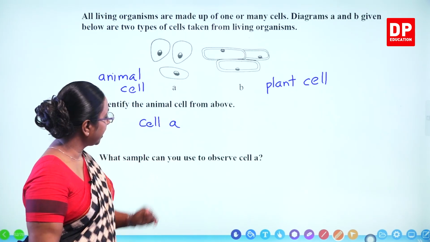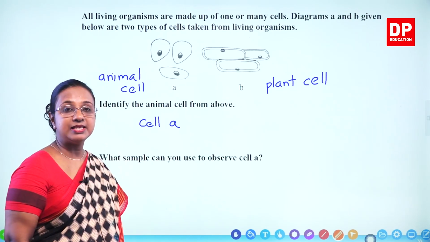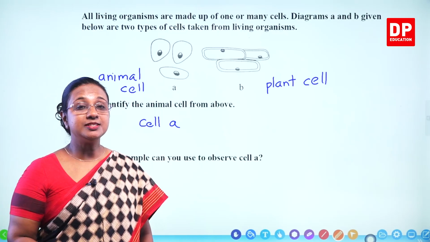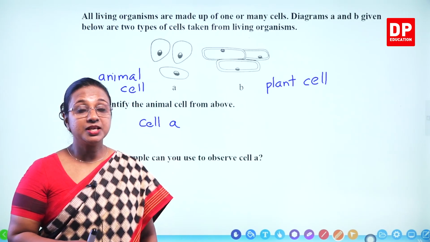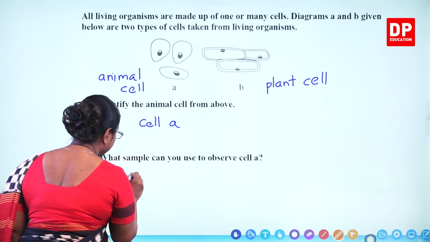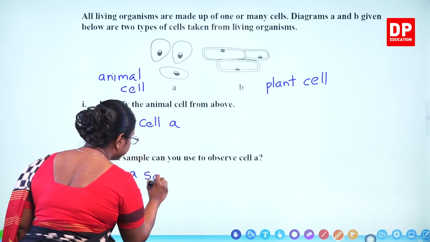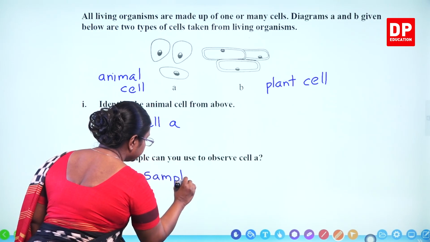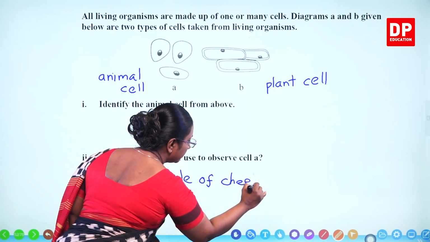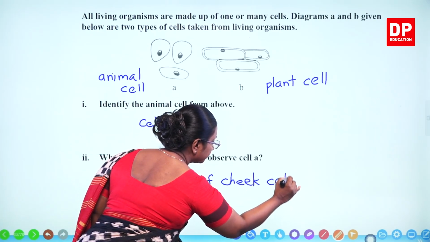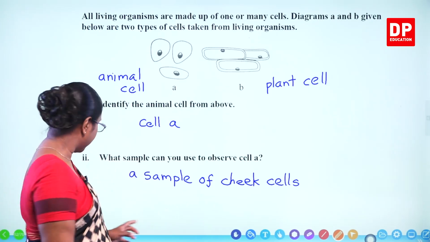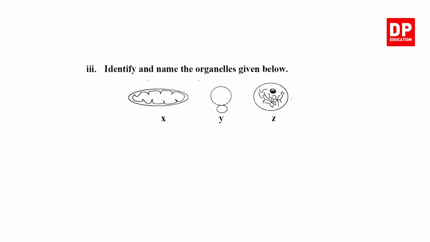What sample can you use to observe cell A? You can remember the activity, students. What do we use? The cheek cells. So here you can say a sample of cheek cells. I will move on to the next question.